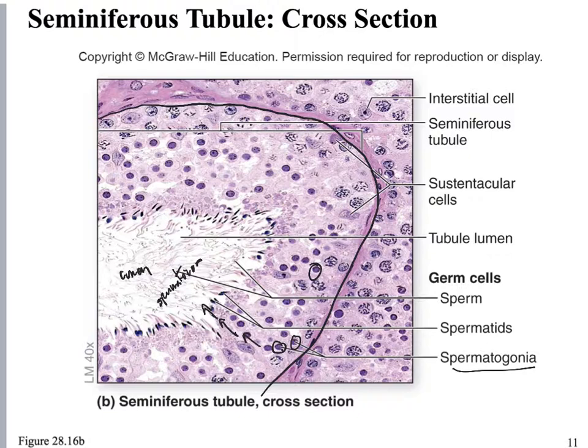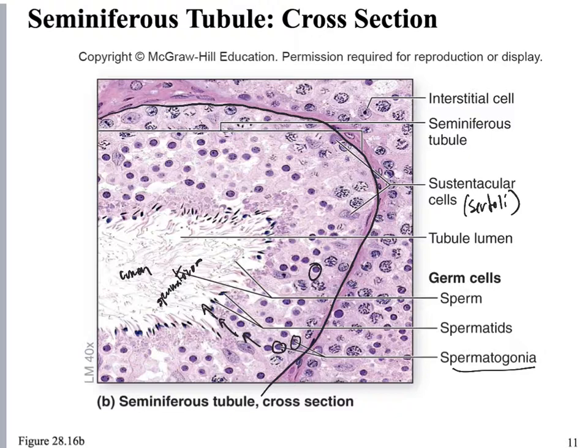There are some other cells within the tubule we call sustentacular cells. I learned them as Sertoli cells, right? Or nurse cells. They help to maintain and sustain the sperm cells that are undergoing meiosis, and spermatogonia.